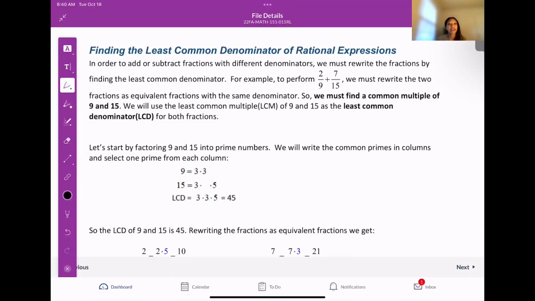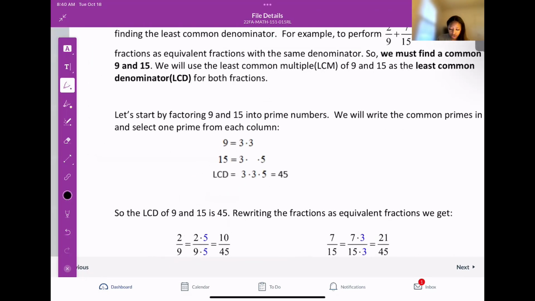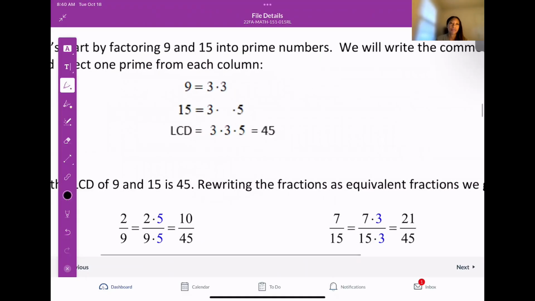I just said 45 really quickly from my head because I thought about what are the multiples of 9? What are the multiples of 15? Another way we can do that is looking at the factorizations. So I want to look at this example that's done with numbers, and then we'll look at an example that's done with variable expressions. We have 9. 9 is equal to 3 times 3. 15 is equal to 3 times 5.